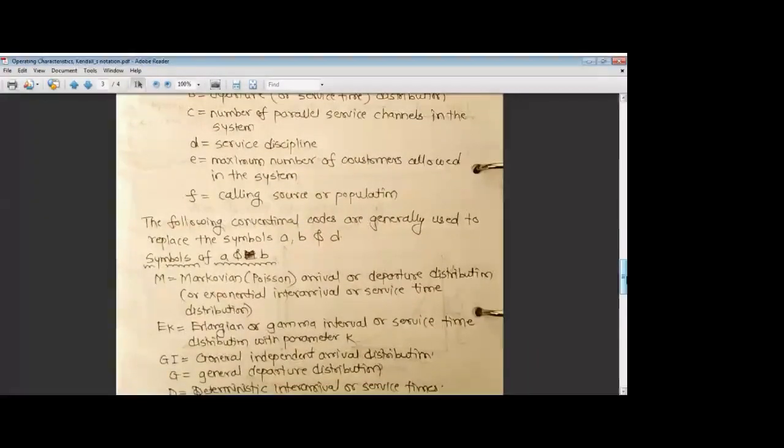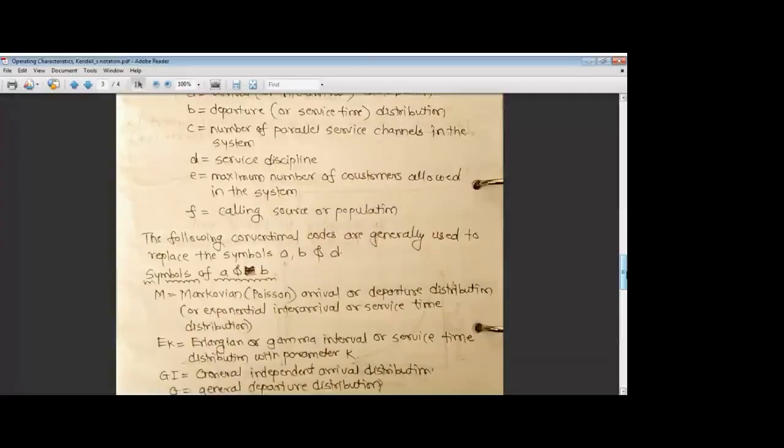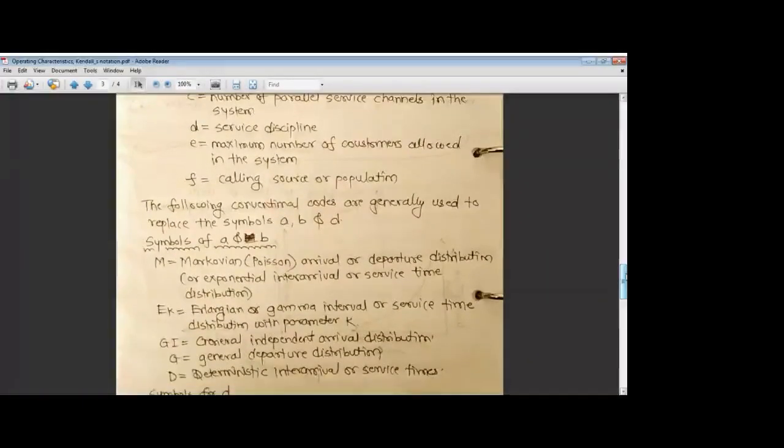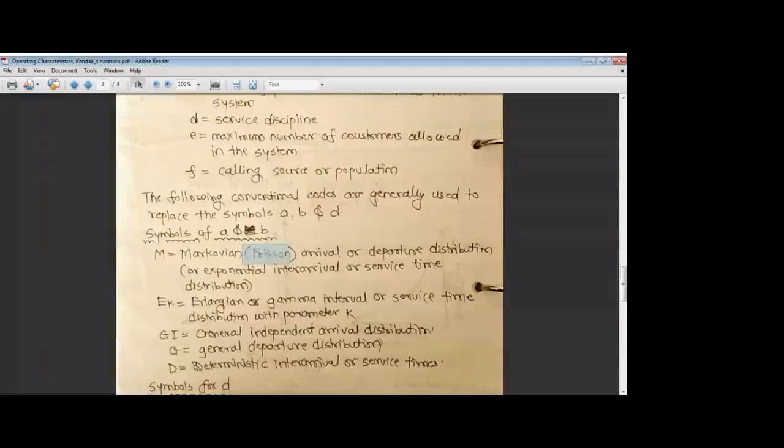Now, in the case of A, B, and D, what was A? A was your arrival distribution. B was your departure distribution. So we are going to see, when we have symbols A and B, what kind of options do we have to replace this symbol. If I have my arrival distribution, yesterday we saw it can be a Poisson distribution or an exponential distribution, but there are also various other kinds of distribution that management researchers have drawn. The Poisson distribution is also called the Markovian distribution, and if your inter-arrival distribution is Poisson, it is to be represented by the symbol M.